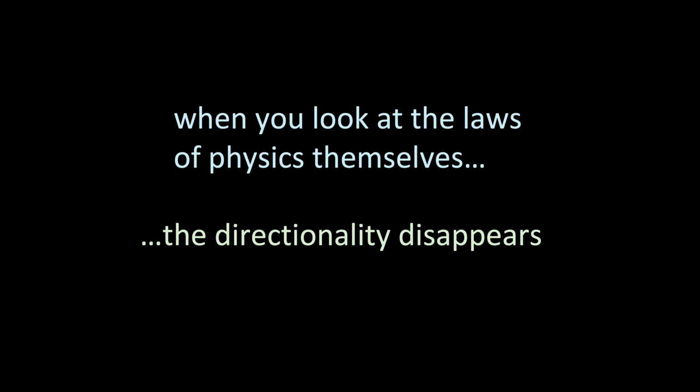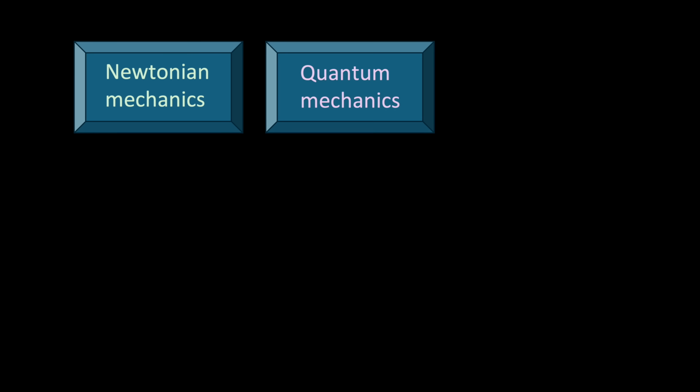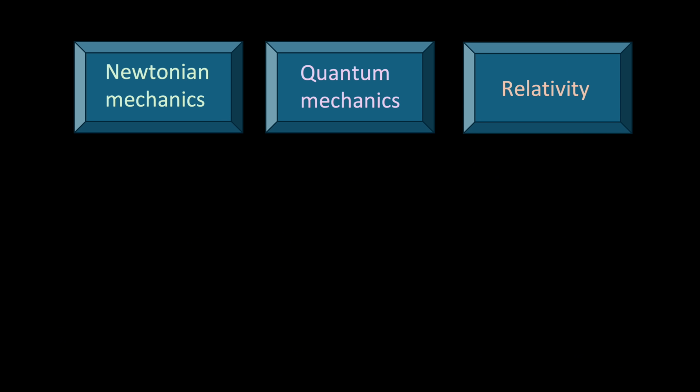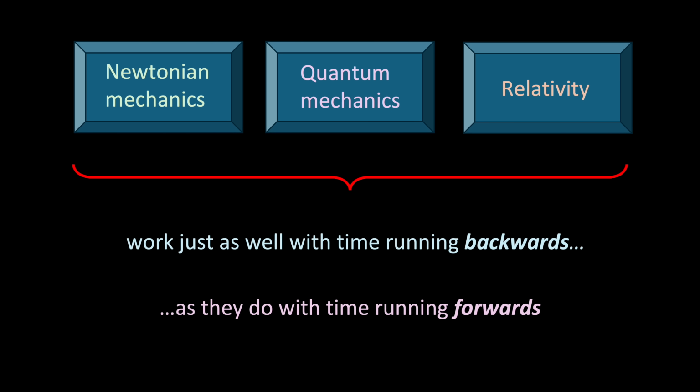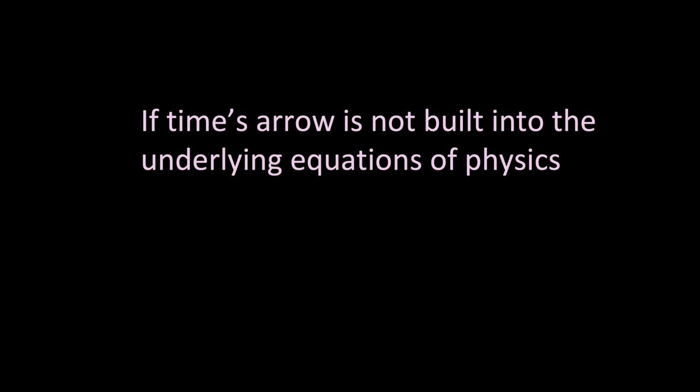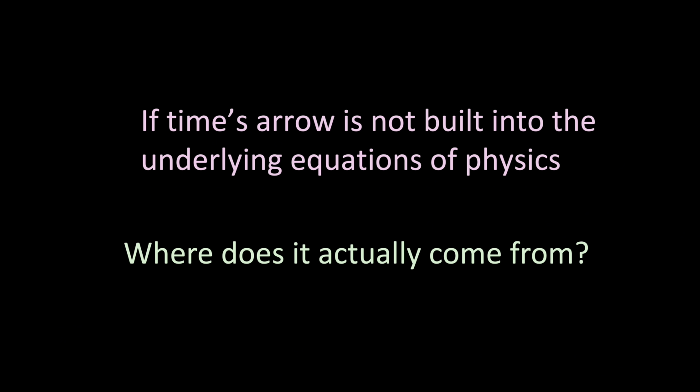When you look at the laws of physics themselves, the directionality disappears. You see, Newtonian mechanics, quantum mechanics, and even relativity, in most cases, work just as well with time running backwards as they do with time running forwards. The equations don't contain an arrow that says, this way is the future. So if time's arrow is not built into the underlying equations of physics, where does it actually come from?